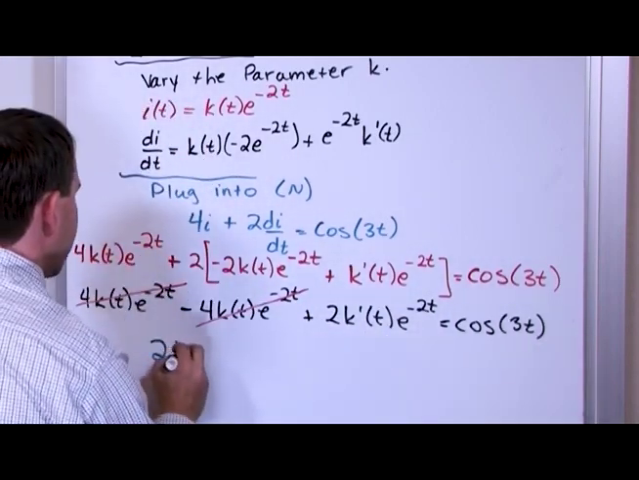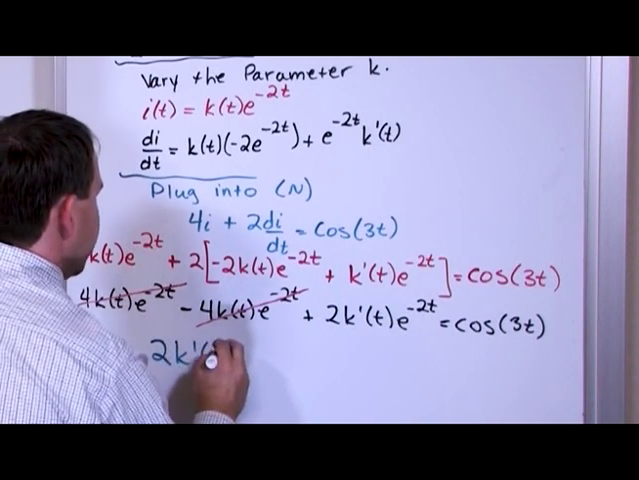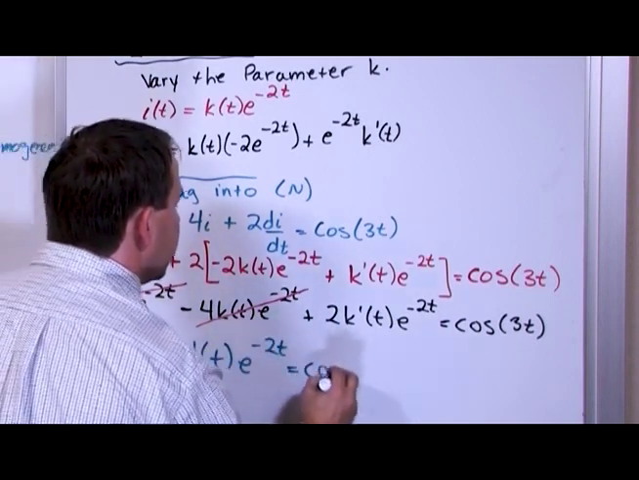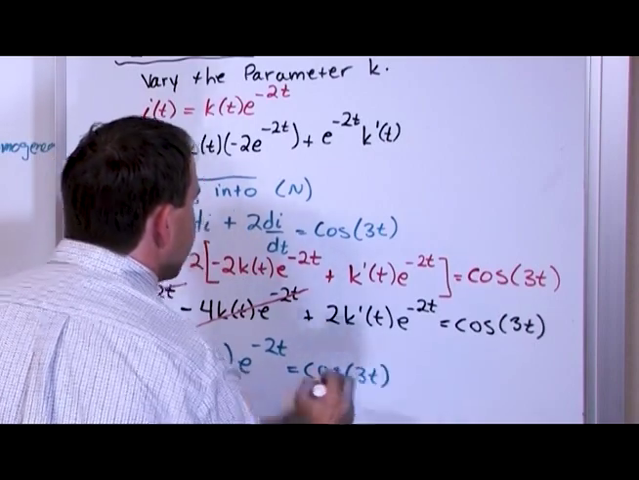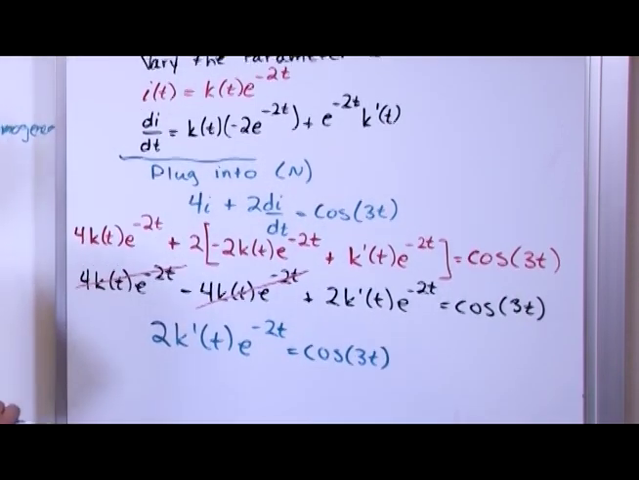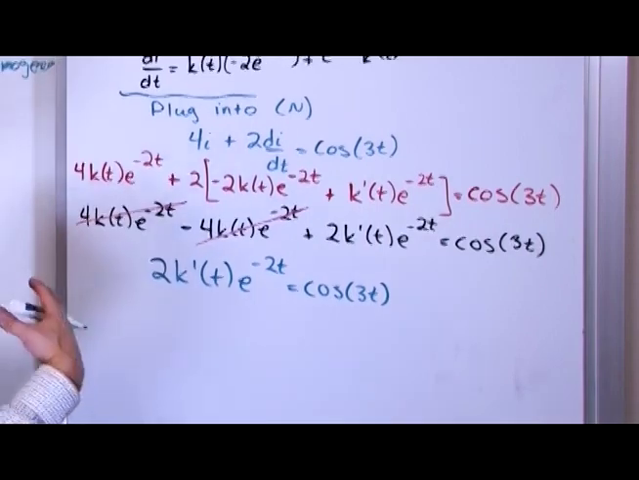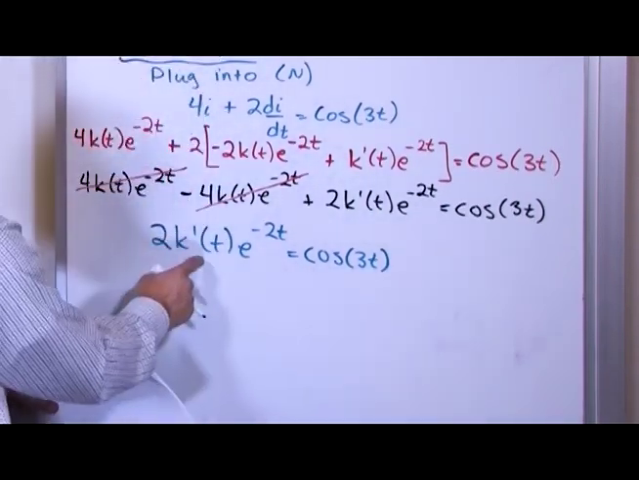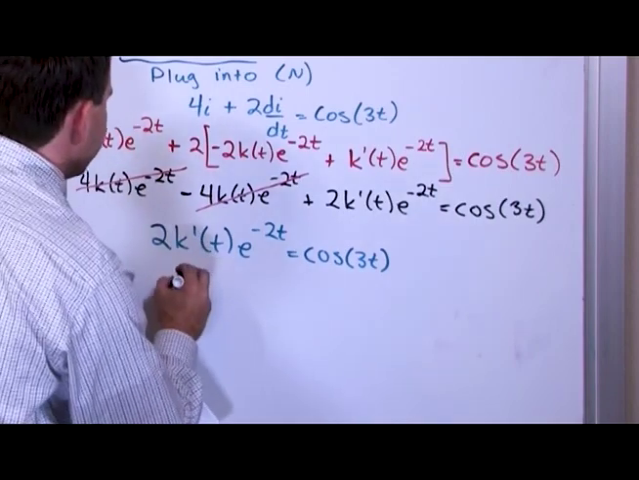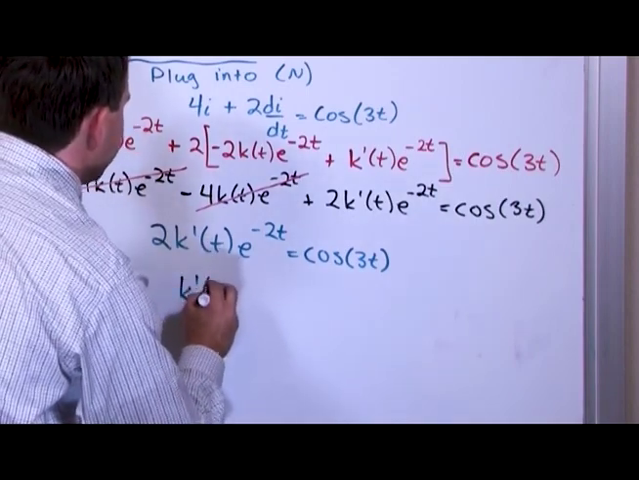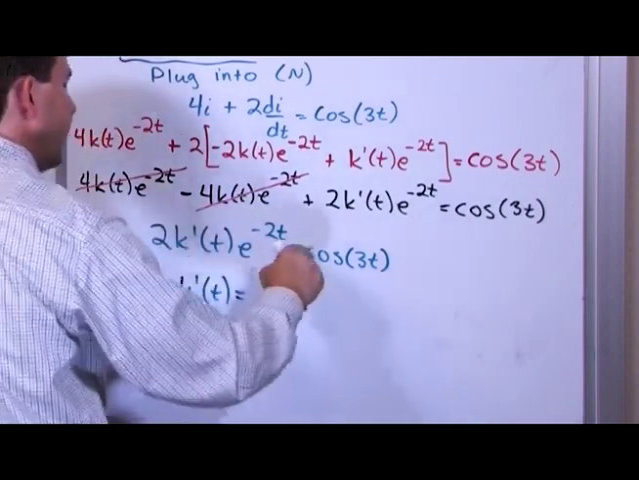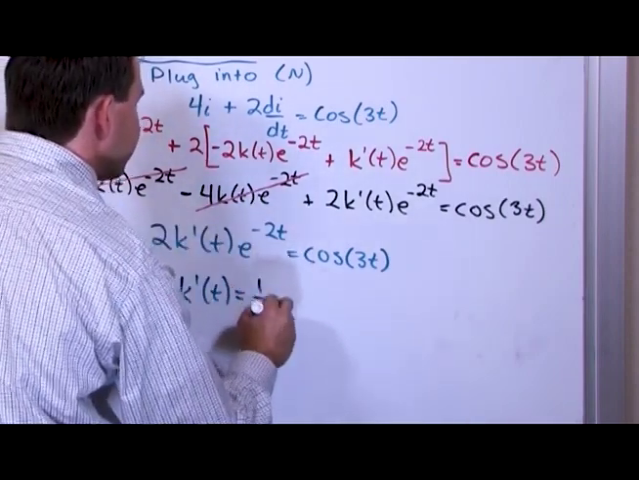We have 2 times k prime of t times e to the minus 2t is equal to cosine of 3 times t. Now ultimately what we're trying to do is solve for k prime of t so that we can find k of t so that we can find the whole solution. So let's solve for this guy. What we're going to have is k prime of t is going to be equal to, now work with me here, 2 divided by 2, so we're going to have 1/2 on the other side.